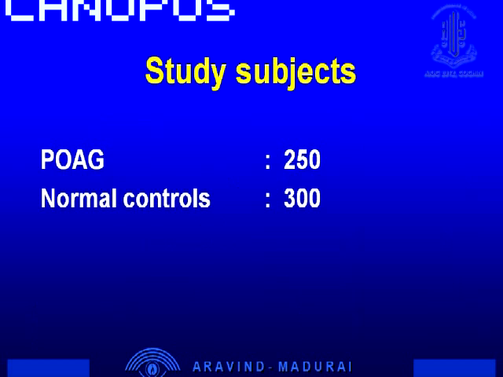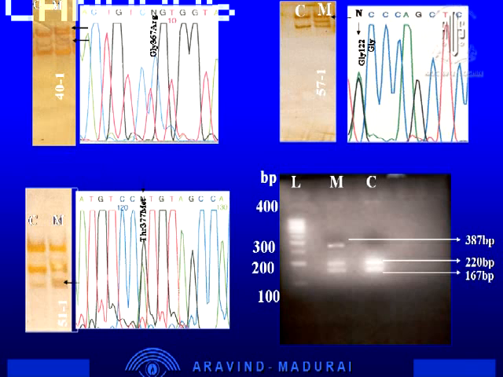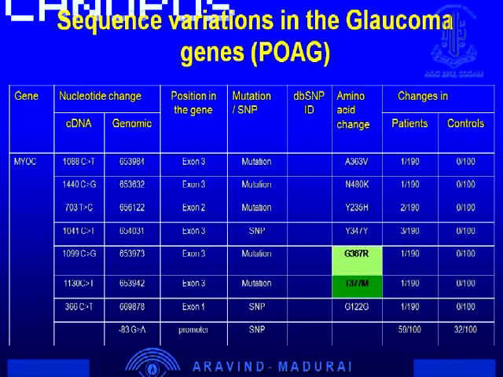And in our lab, we extensively studied glaucoma. We analyzed primary open angle glaucoma in 250 patients and 300 normal controls. We are using molecular biology techniques to identify the mutations, and we identified these mutations. These are from our Indian patients. We identified more than 8 mutations within the 250 samples.